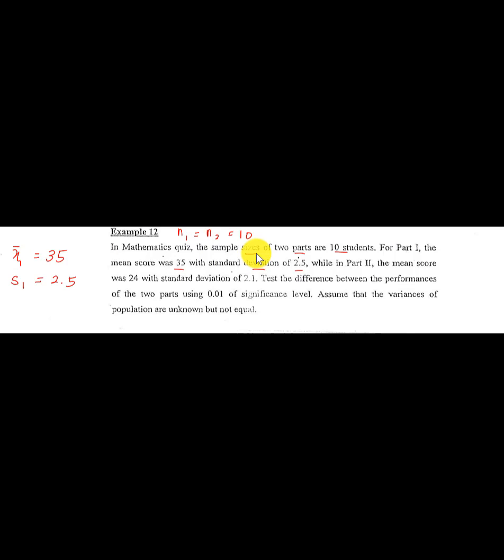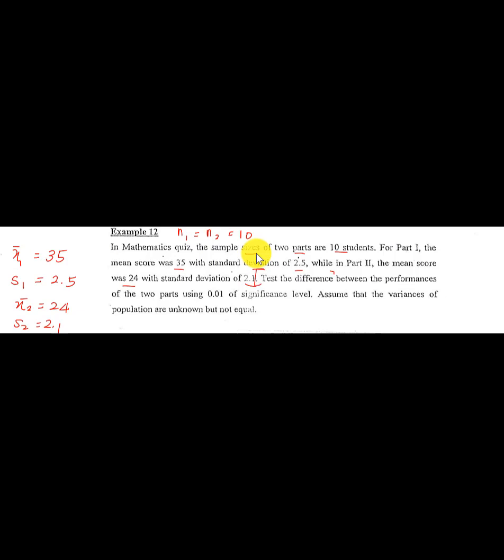While in part 2, the mean score was 24 with a standard deviation of 2.1. These are samples, so we don't know the population variance. Only the standard deviation of the sample is given.